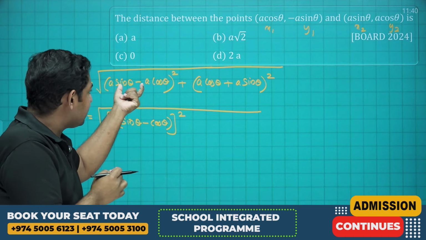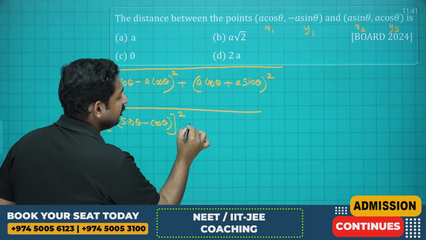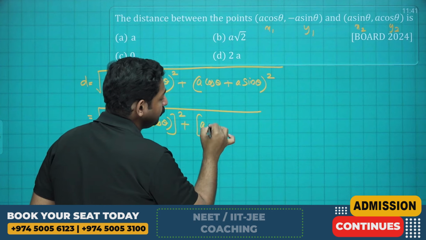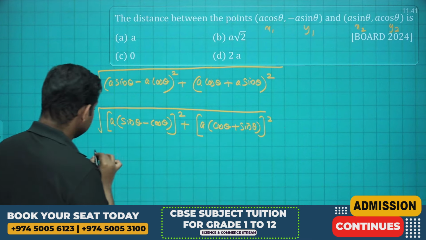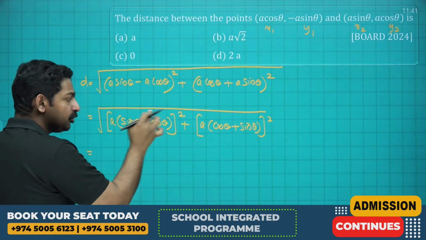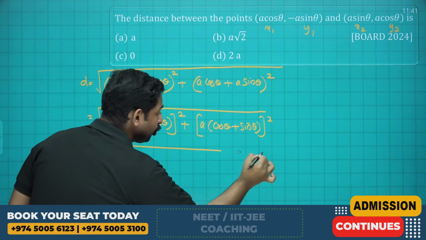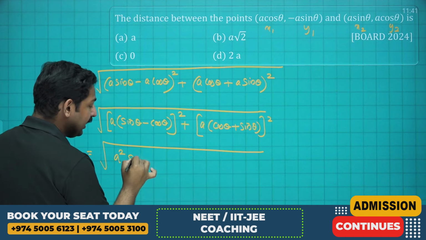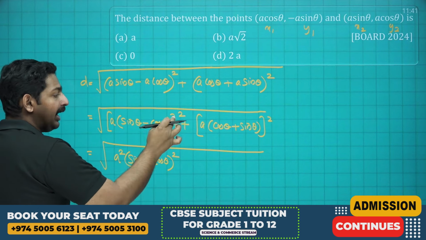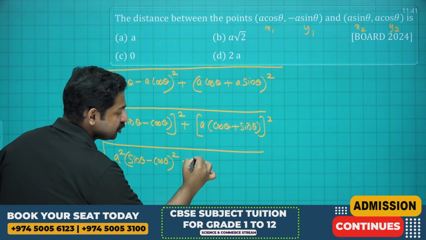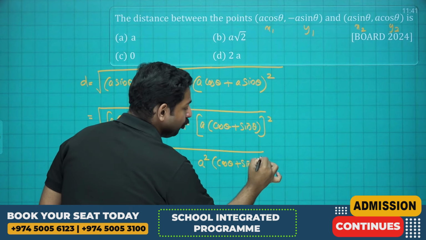So we have taken a outside from sin theta and cos theta, so a into (sin theta minus cos theta) the whole square, plus from here also we can take a outside, so a into (cos theta plus sin theta) then whole square is there. On the next step, we can give square to a also, to both the brackets separately. So you will be getting root of a square into (sine theta minus cos theta) the whole square, like this. Square is given to a and square is given to this bracket. Plus here also we can do the same thing, a square into (cos theta plus sine theta) the whole square.